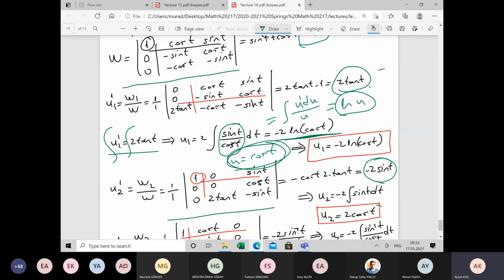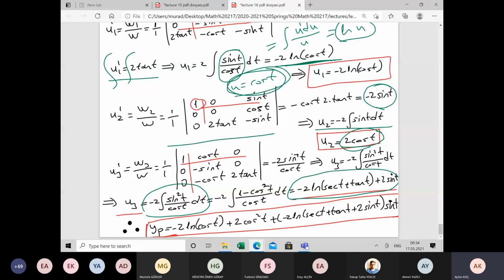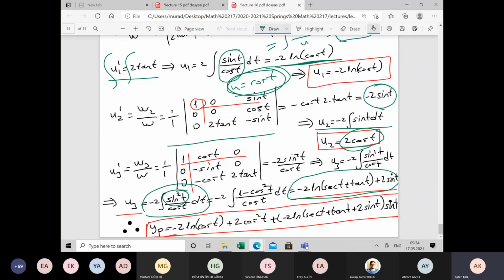How to integrate this one, using some properties: sine squared t is equal to 1 minus cosine squared t, because sine squared plus cosine squared is 1. So this one gives 1 over cosine t, and this one gives cosine t. The integral of cosine t gives sine t, and minus sine t, and also minus the integral of 1 over cosine t, which is ln secant t plus tangent t.